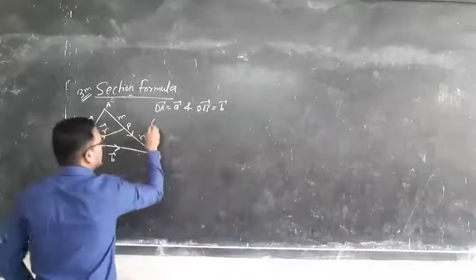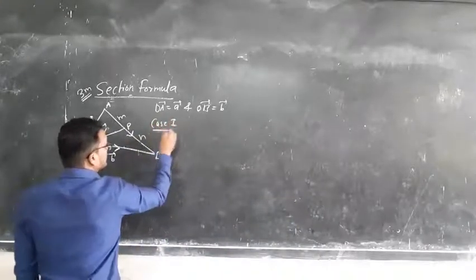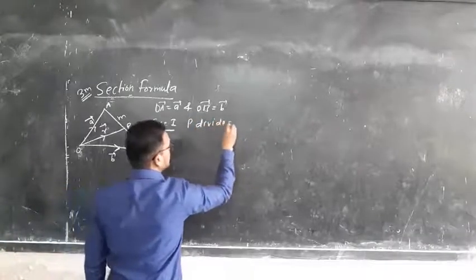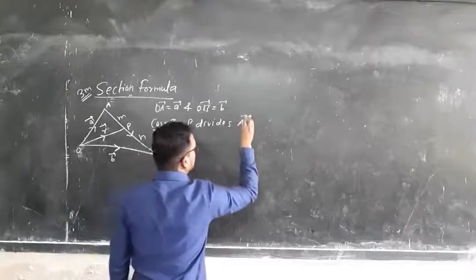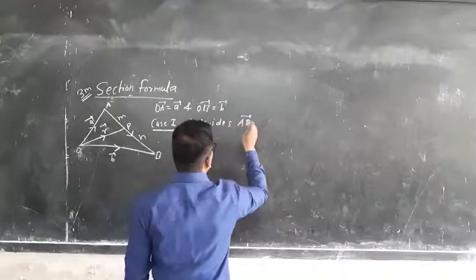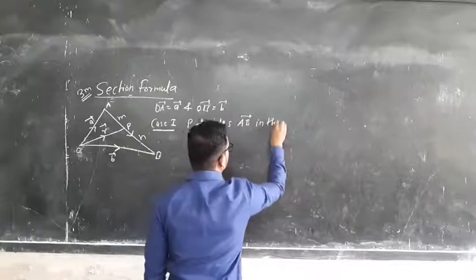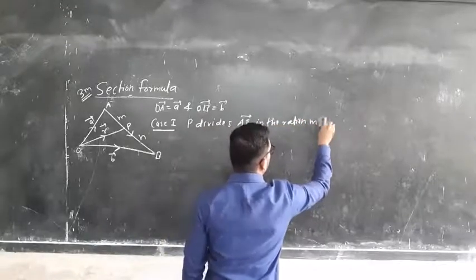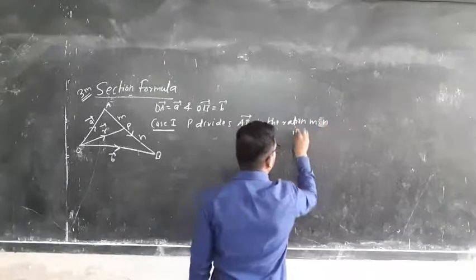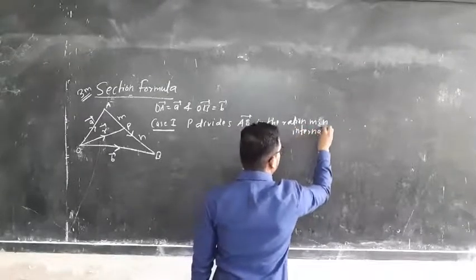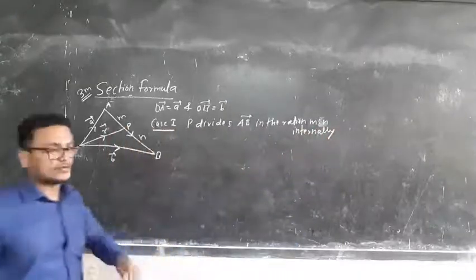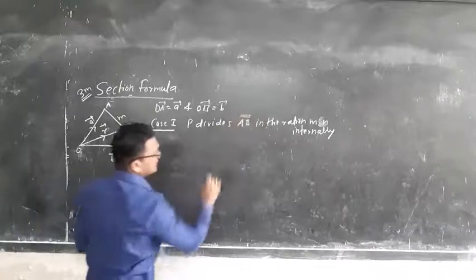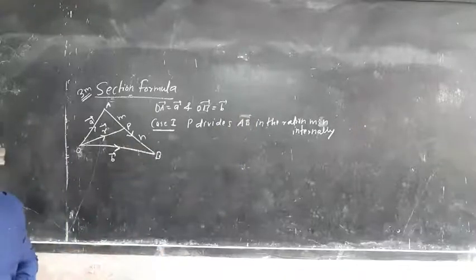So let us take case 1. Case 1 is: P divides the line segment joining the points A and B in the ratio m is to n internally. So P is dividing the line AB in the ratio m is to n internally.